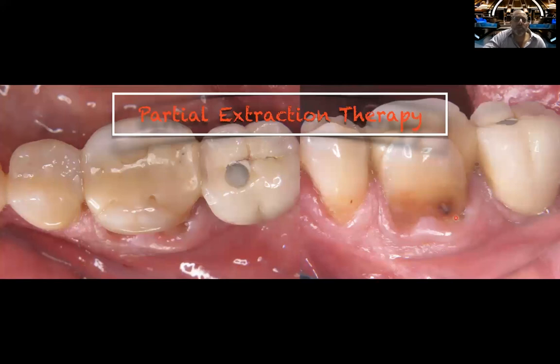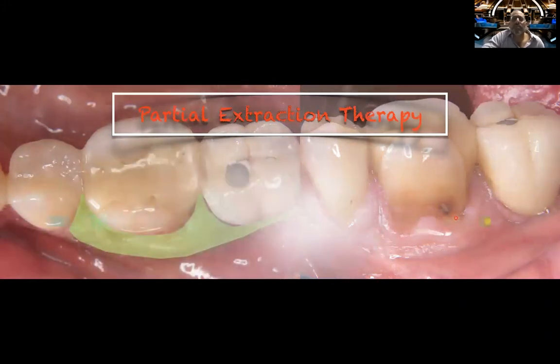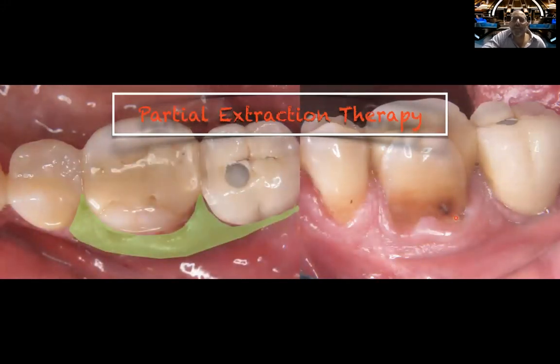But the benefits of partial extraction therapy do not just remain in the anterior segment. This is not just a pretty face type of a picture. This is something that we are having issues with. So we may have a lot of keratinized tissue in some areas and not in others. And in this picture over here, you'll notice that we lost a lot of keratinized tissue with this implant. Maybe the implant should have been placed a little bit more lingually.